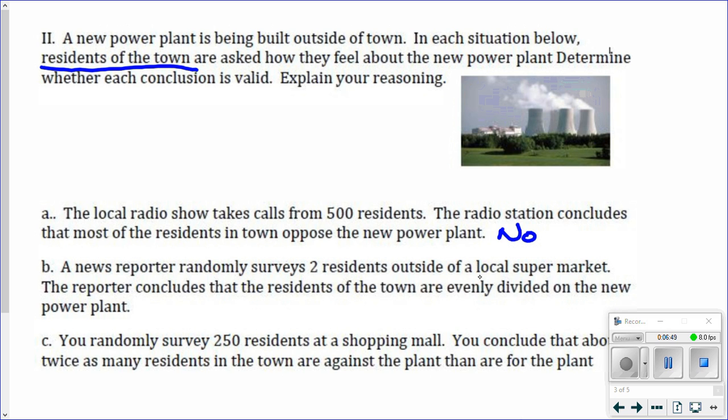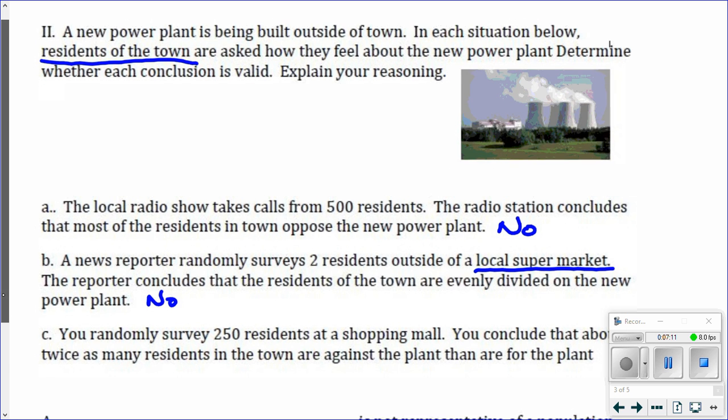And the other problem is they asked people at a local supermarket, and there might be more than one supermarket in that town. And so you've excluded everybody that doesn't shop at that local supermarket. So again, if you exclude anybody from the population from being selected, then the answer is going to be no. It is not a random sample.